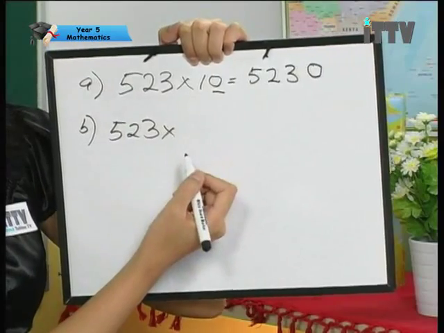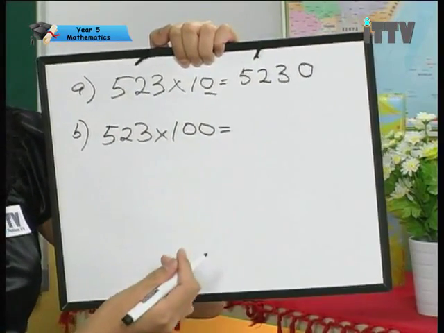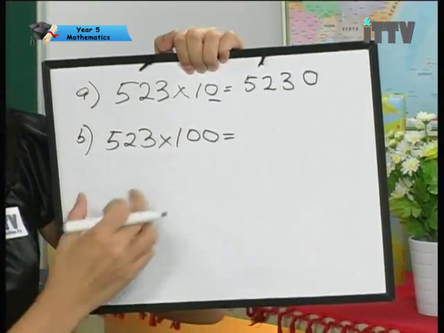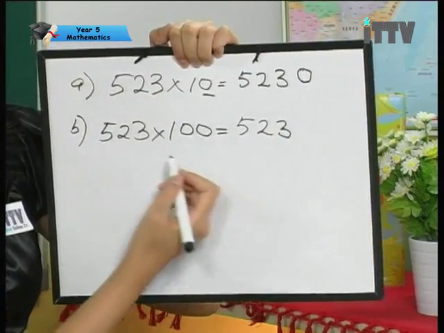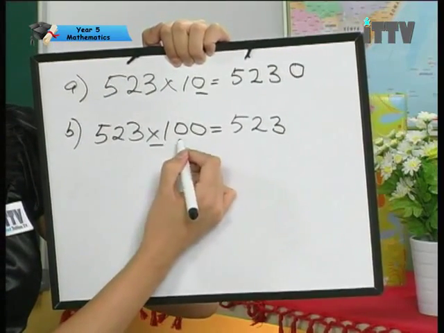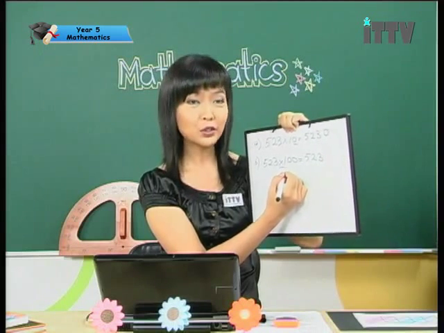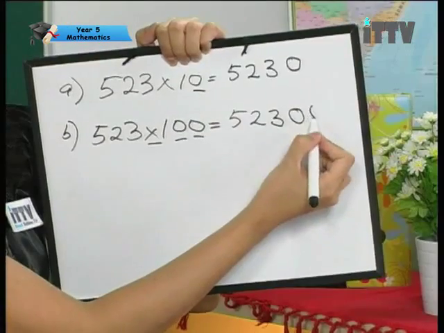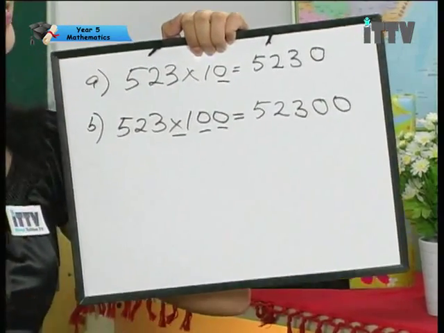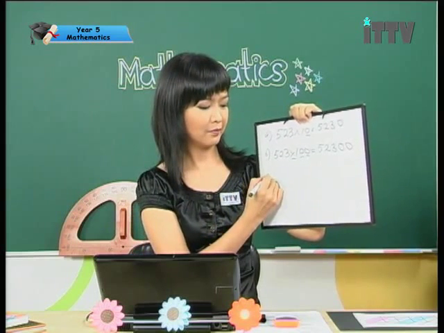523 multiply by 100. Okay, just follow the same rule. Copy down the figure first. 523. Okay, multiply by 100. 100 has how many zeros? 2. Okay, 1, 2. So we just add 2 zeros to the back. Ta-da! The answer!